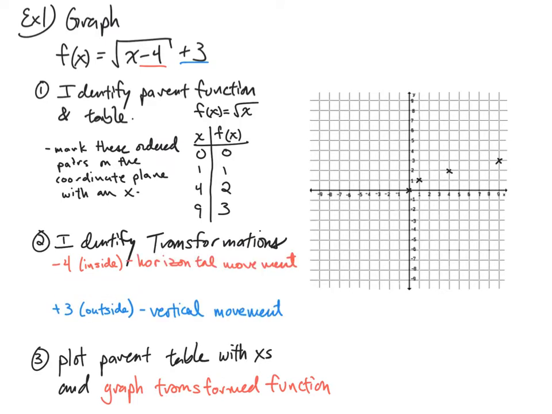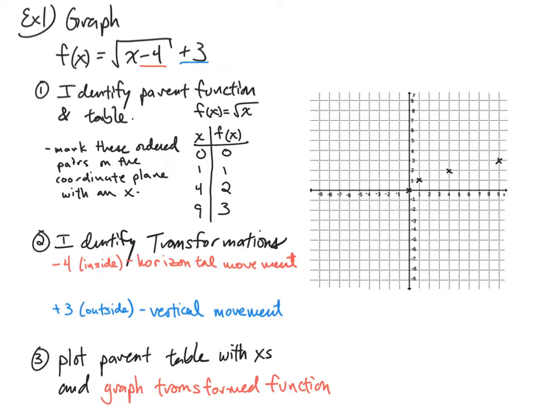And it is worth noting, maybe just once here, that any number that is grouped up inside with an x will create a horizontal movement or a horizontal change. And any number that is outside, not grouped up with x, will create a vertical movement, or we'll say a vertical change. Okay. So here we have this f of x equals square root of x minus 4 plus 3. We know these numbers are here.